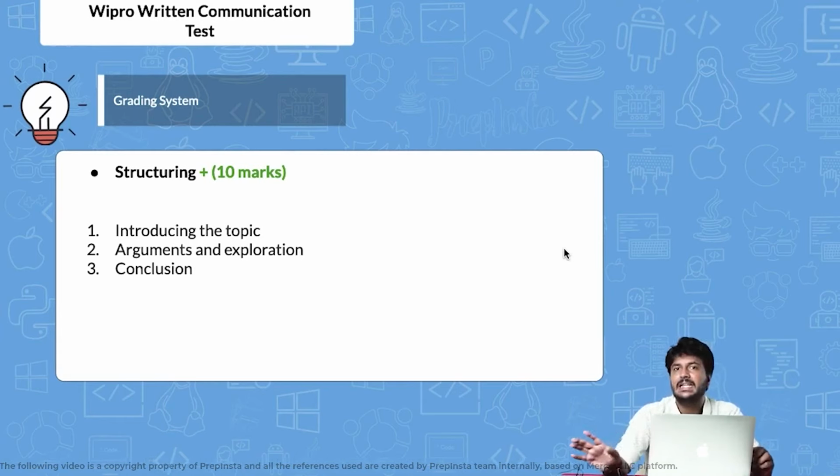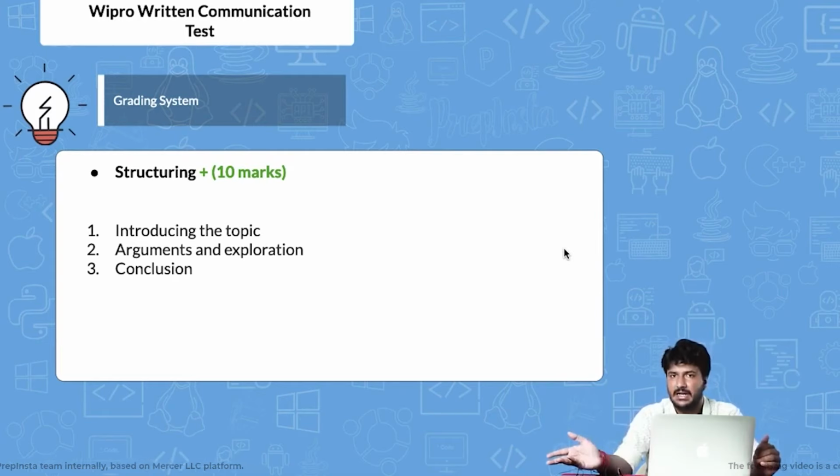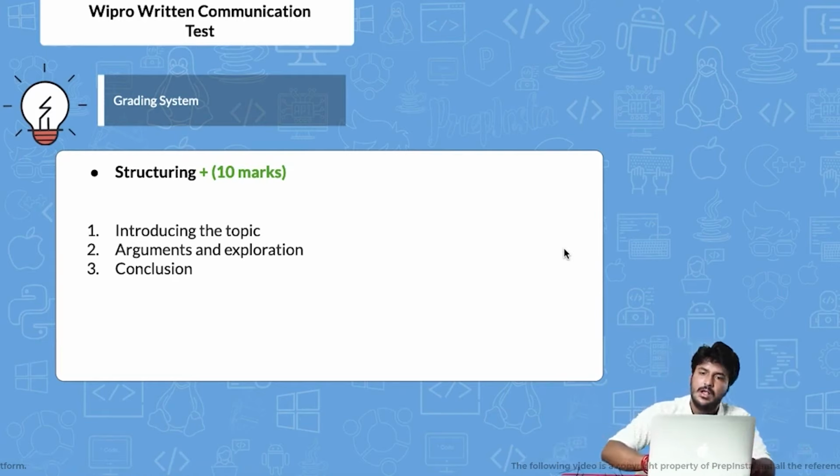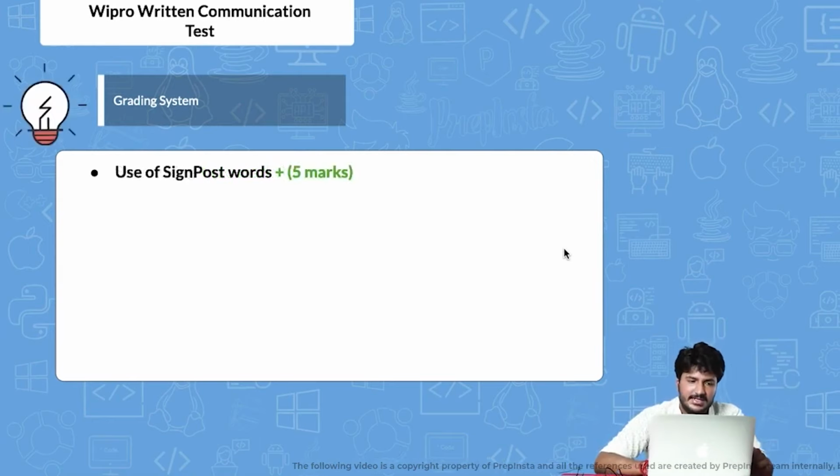You should directly signal it to the AI system: this is what I'm concluding, by directly saying, "I conclude," or "in conclusion, this is the final idea." So they are looking for those keywords, signpost words, which I'll also cover later in the video.